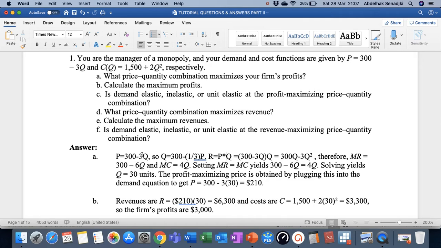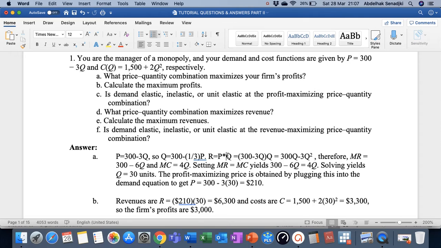And the marginal cost, we differentiate this equation, 1500 plus 2Q square. The constant is equal to 0 when we do the marginal. We bring the 2 here, 2 times 2 is 4, times Q power 2 minus 1. So it becomes 4 times Q power 1, which is MC equal to 4Q.